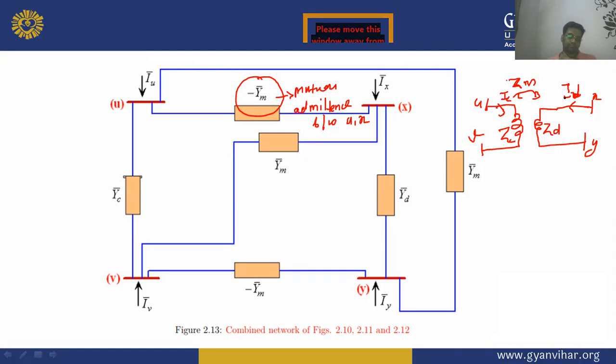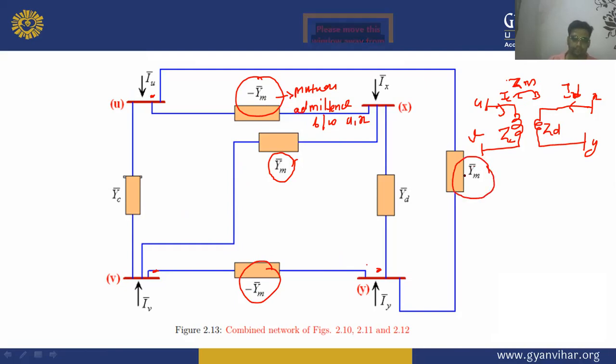Is this clear? So this Ym is your mutual admittance between the U and X. Similarly, between X and Y, X and U, the mutual admittance is Ym, and there is one more mutual admittance between the U and Y, and one between the V and Y. Okay, with the mutual admittances of minus Ym and Ym respectively.